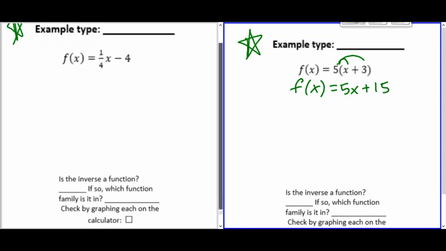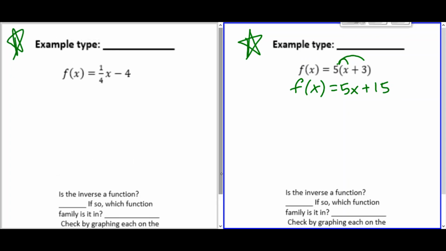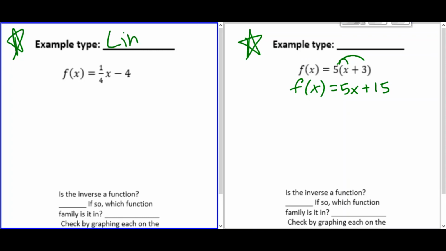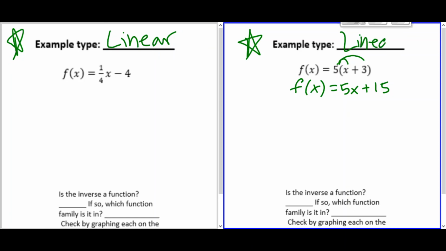And then don't worry about answering the questions at the bottom. So just find the inverses. Both of these are linear. So find the inverses of those.